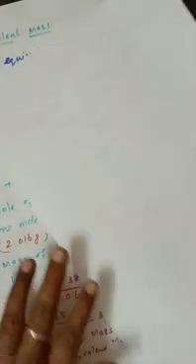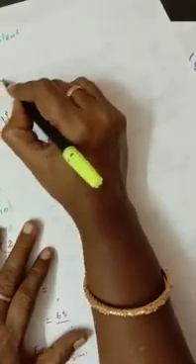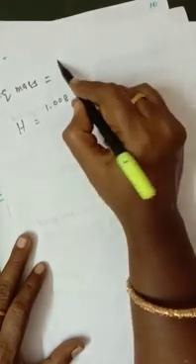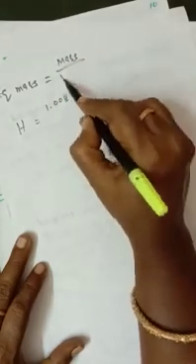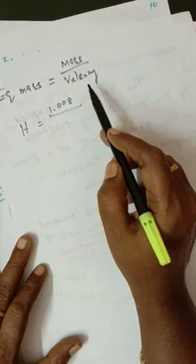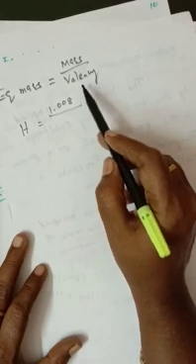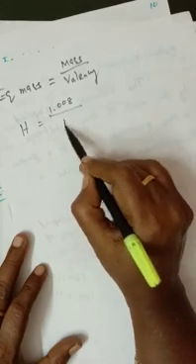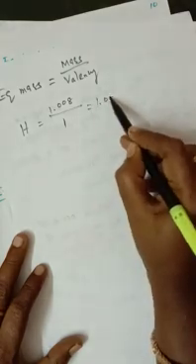See here, for hydrogen the mass number is 1.008. The equivalent mass formula is equal to mass by valency. You should understand this: mass by valency. So the mass of hydrogen is 1.008. Valency is the number of electrons in the outermost orbit, so the valency is also 1. So automatically we get 1.008.